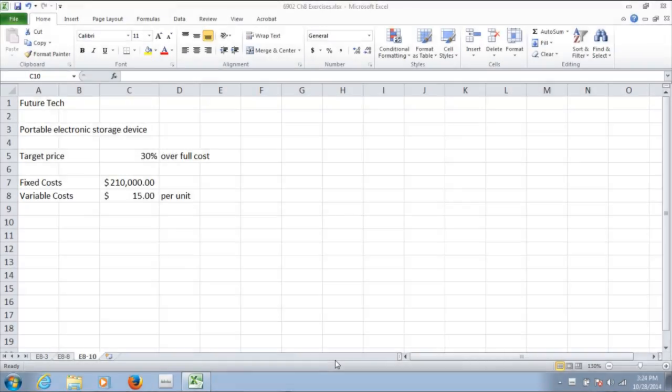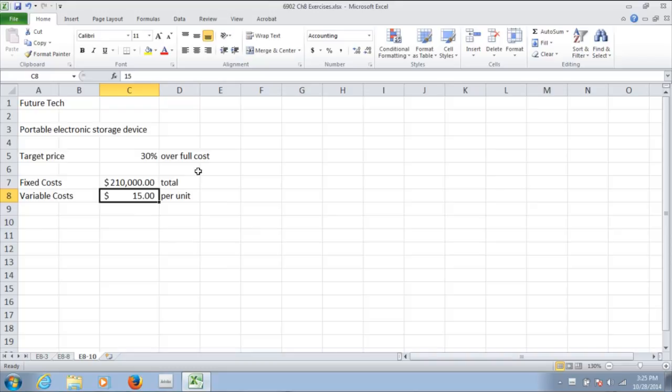In exercise 8-10, Future Tech is considering pricing options for its portable electronic storage device. Initially, what it wishes to do is to target the price at 30% over its full cost. Well, the full cost, as we know, would include both fixed and variable costs. And here we're given the total amount of fixed costs for the anticipated production of $210,000. So this is going to be a total amount.